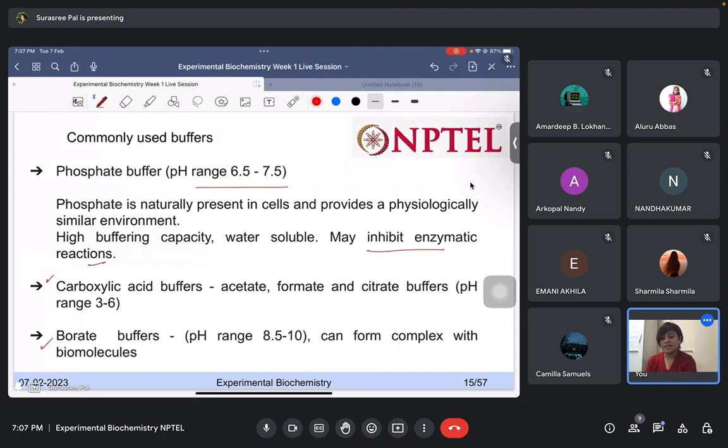Other buffers are, for example, carboxylic buffers and borate buffers. Carboxylic buffers, for example acetate buffers and citrate buffers, act in the pH range of 3 to 6, and borate buffers act in the pH range of 8.5 to 10. But the problem with these types of buffers is that they can interact or form complexes with several biomolecules, and therefore interfere with the reaction that we are trying to measure or observe, right?